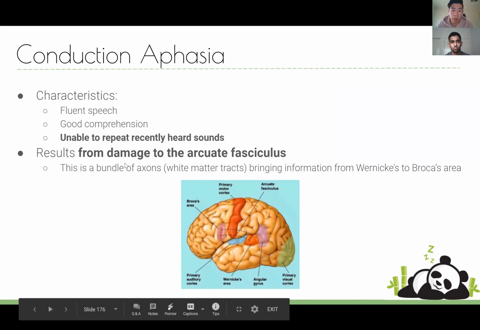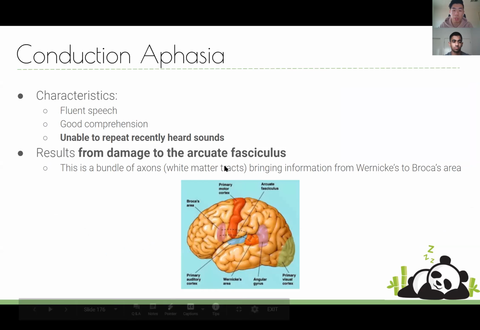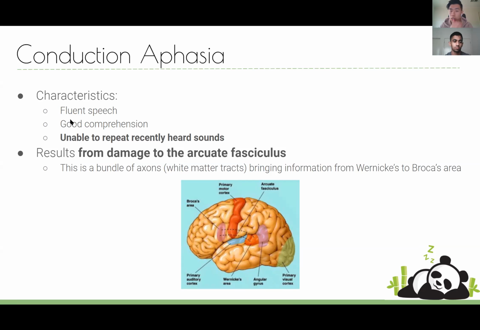And conduction aphasia is the least, I guess, important one, but they have a problem with repeating recently heard sounds, or repeating words. They have fine fluent speech and good comprehension, they just can't repeat words properly. And this is a result from damage to the arcuate fasciculus, which is the area connecting Broca's and Wernicke's together. I would recommend looking at some videos of these aphasias, because that helps understanding and helps work out what these things are a little bit better.